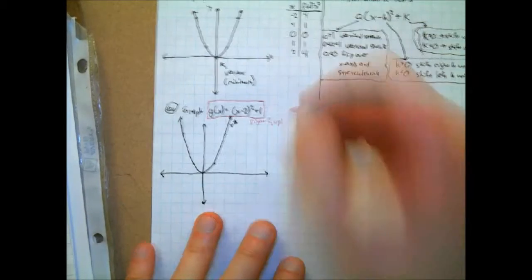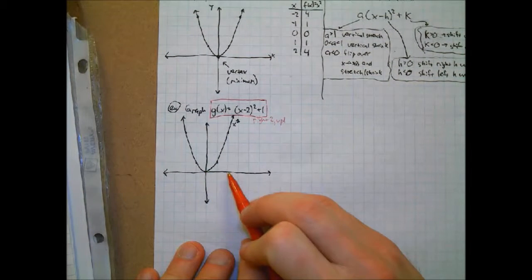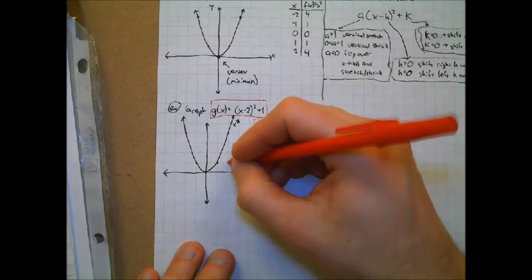Okay, so let's take that vertex. We'll shift it right two, one, two, and then up one, right there. There's our new vertex.